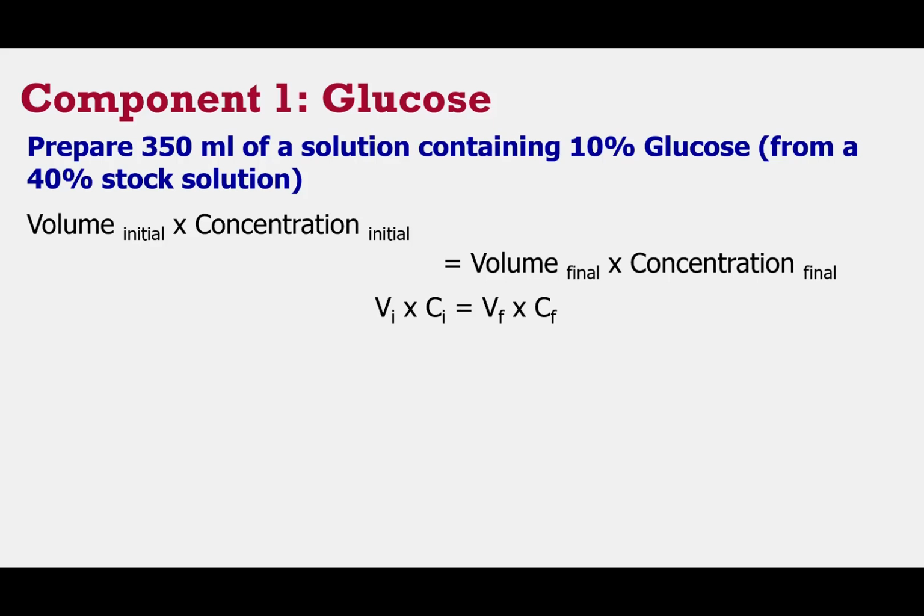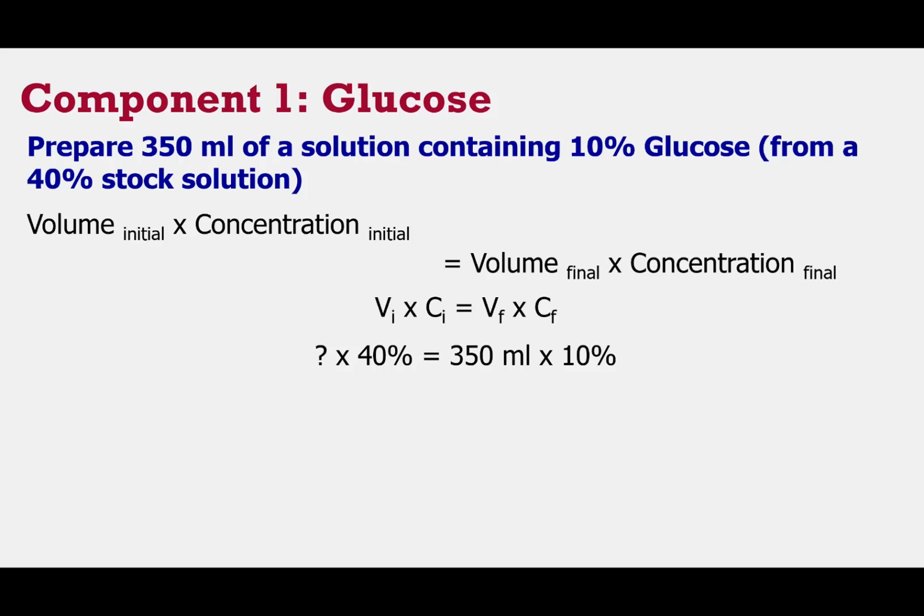So I'd write that down to begin with, and as always in these sorts of calculations, we've been presented with 3 bits of information and we need to work out the 4th. So the first thing to do is to put in the information that we know. So we've got 40% is our stock solution, 350 millilitres is our final volume, and 10% is our final concentration that we want for the glucose.